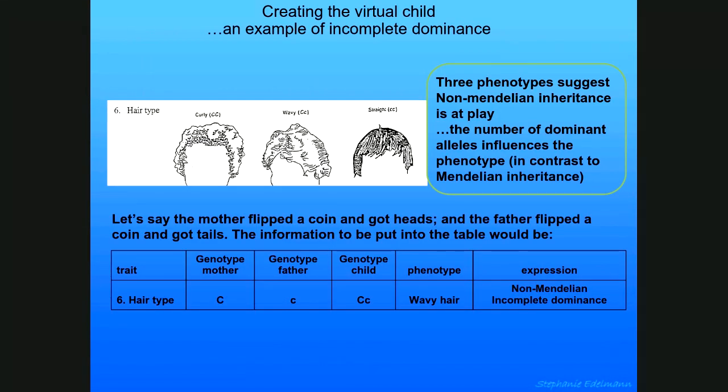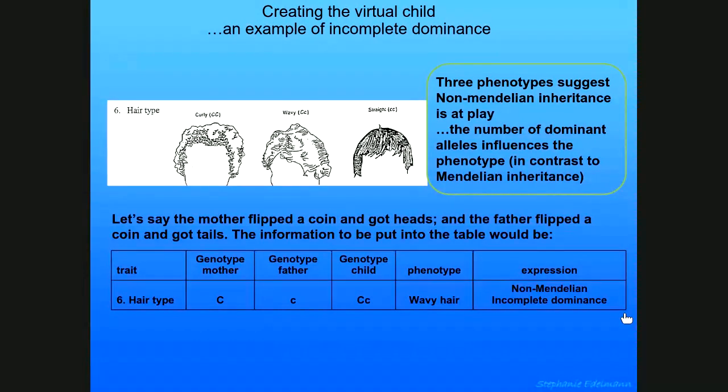And then the next one we have is one of incomplete dominance. Incomplete dominance is an example of like hair, whether it's wavy or not wavy. So in this case, the mother would have flipped heads. The father would have flipped tails. The genotype of the child is the combination of the two. And then again, you're looking up what this is, which is wavy hair, which is incomplete dominance, non-Mendelian genetics.